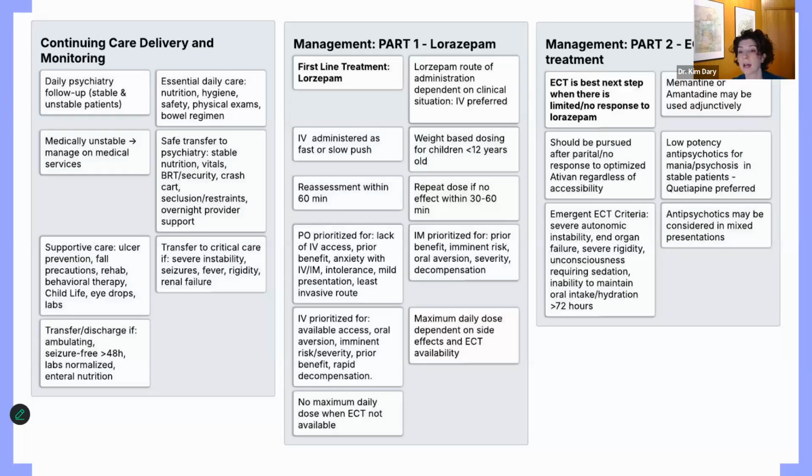Within our group, it was decided that quetiapine was preferred as the low potency, but I think as long as we're mindful of making sure that we're not causing any significant side effects or pushing into that NMS picture with the use of antipsychotics.